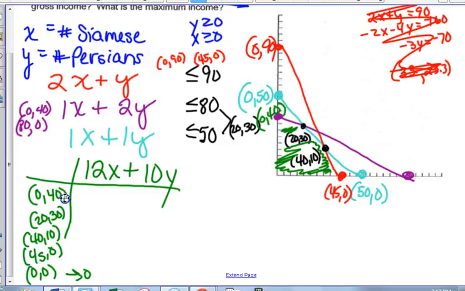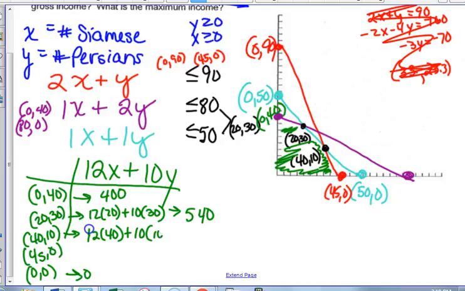All right, if we only sold Persians, we'd get $400. This one is a little trickier. I have 12 times 20 plus 10 times 30, which would be 240 and 300, 540 maybe. 12 times 40 plus 10 times 10 is 580. 45 times 12 would be 90 times 6, 540 again. Did I do that right or not?